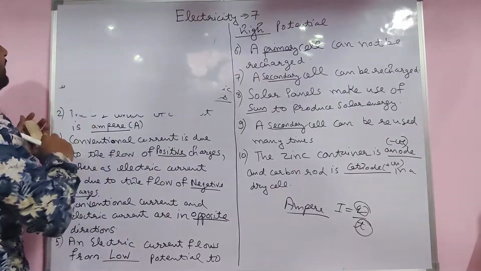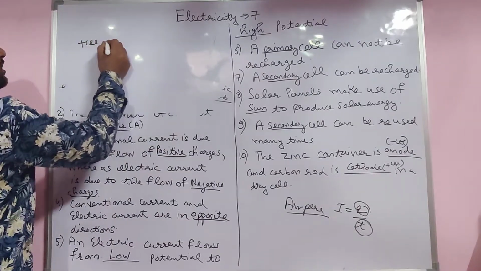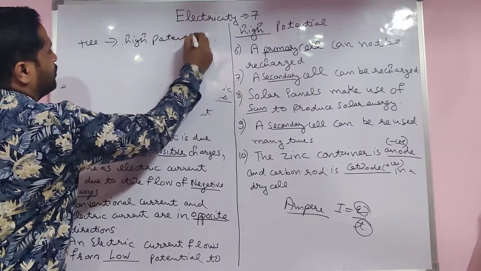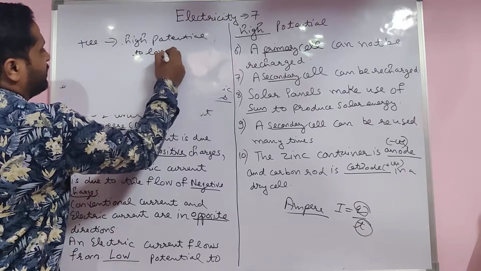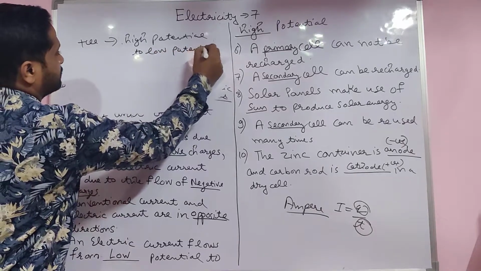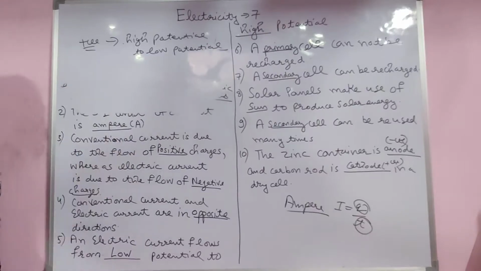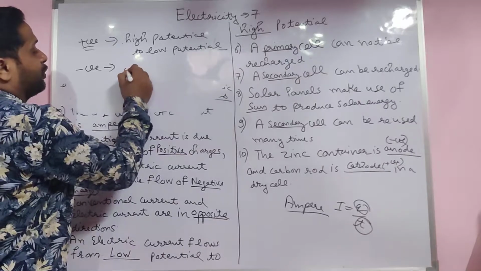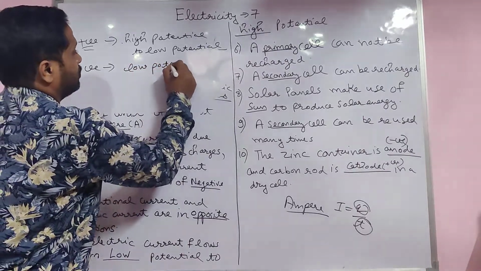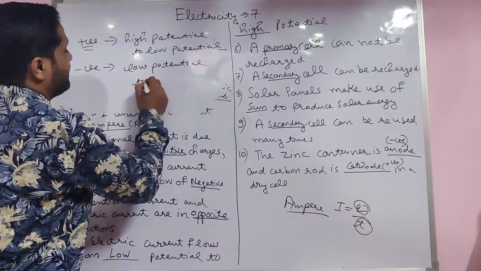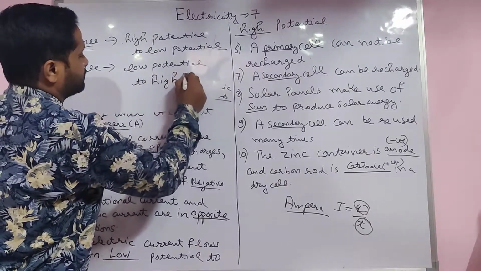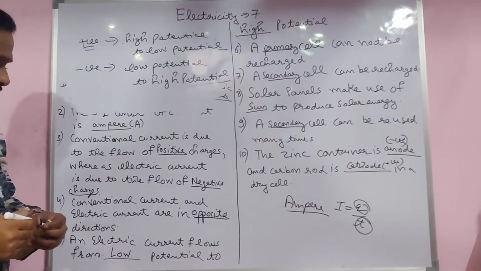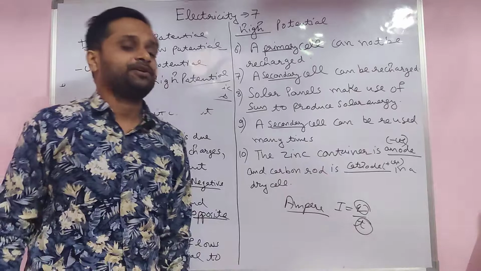Positive charge always flows from high potential to low potential, and positive charge always produces the conventional current. But negative charge flows from low potential to high potential. Keep in mind. That's why the answer here is low and here high.